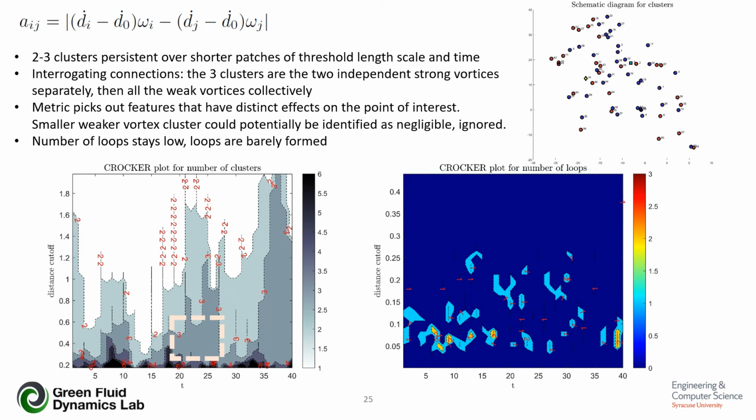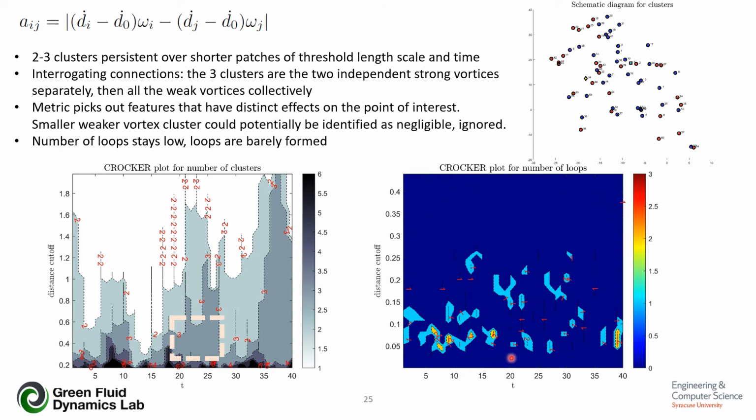For this impulse-based equation, we observe 2 and 3 clusters persistent over shorter patches of threshold, length scale and time. From the top right figures here, we can see that the 3 clusters are the 2 strong vortices separately and all the weak vortices collectively. This shows that the matrix picks out the features that have a distinct effect on the point of interest. Smaller and weaker vortex clusters could potentially be identified as negligible.